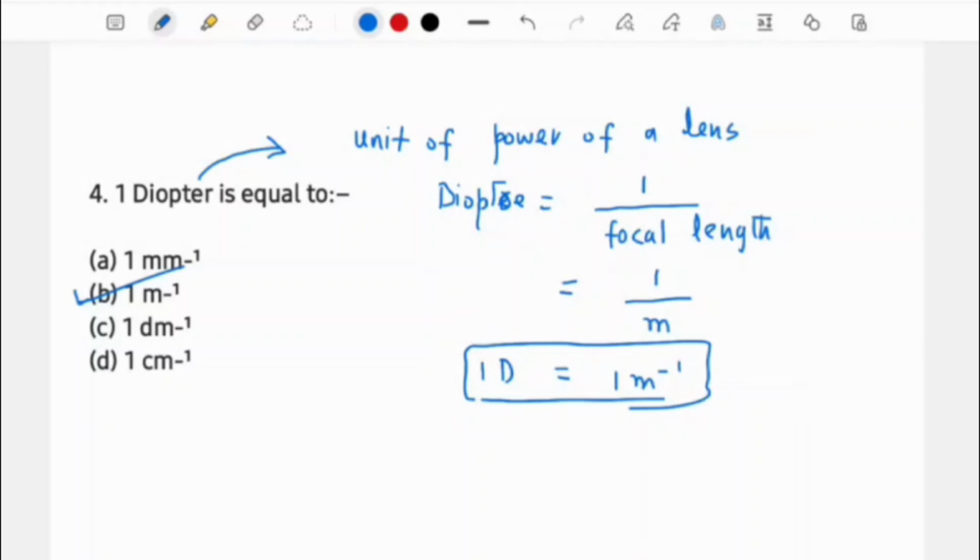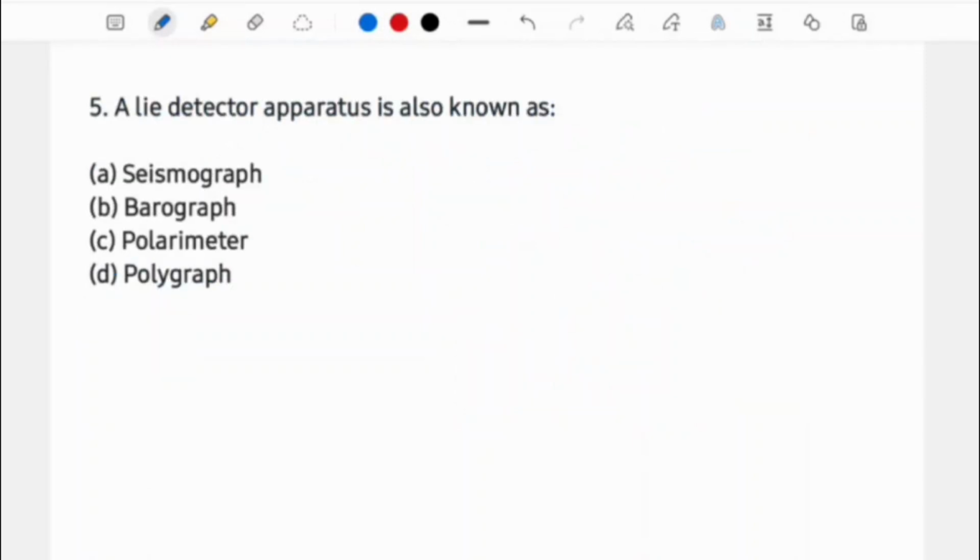Next question. Alright, question is a lie detector apparatus is also known as seismograph, barograph, polarimeter and polygraph, and the correct option is option D, that is polygraph. And while exploring the other options, seismograph is used in the measurement of seismic waves during earthquakes. Alright. Speaking of barograph, these are used to measure the changes in the atmospheric pressure.